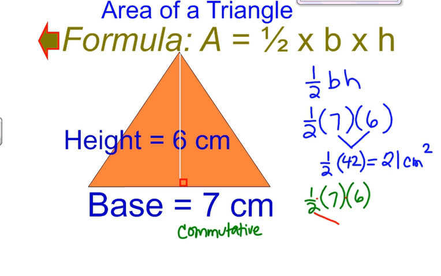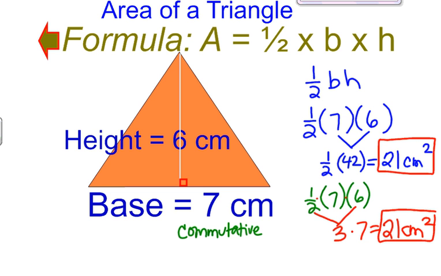I can do 1/2 times 6 in my head. What's half of 6? 3. And then I still have to multiply it by that 7. So 7 times 3 is also 21. I come up with the same answer both ways. I could also, if I wanted to, do half of 7. If I did half of 7, I would get 3.5. And then I could do 3.5 times 6, and that would also come up with 21.